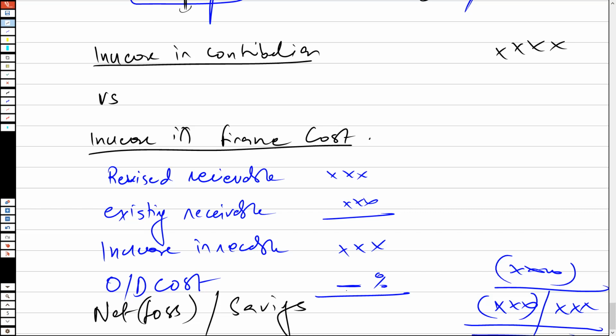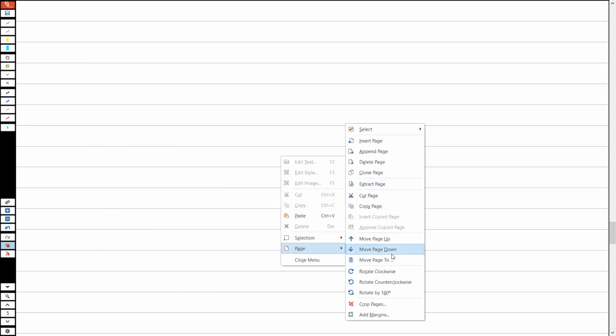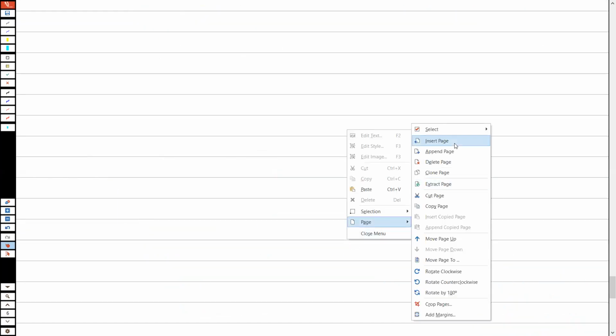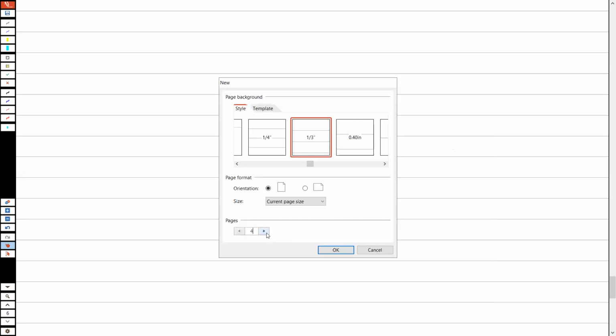Okay, let's move a bit forward and discuss further. You have to compare the increase in contribution and the increase in finance cost. Now, what are the other methods of dealing with receivable management? Every organization tries to make sure that the receivable balance reduces to the maximum possible extent. So what next are you going to do? Let's try to see this.